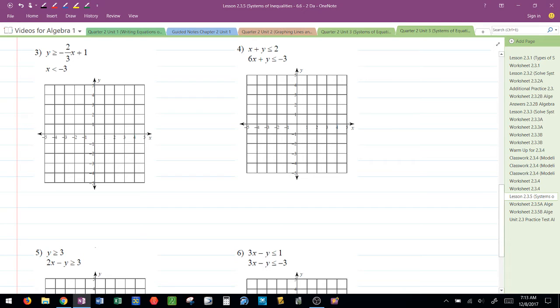All right, let's take a look at example number 3 here. First inequality, I'm going to graph the first one. Slope says go down 2 and 3 to the right. All right, I could also go up 2 and 3 to the left. And it's a greater than or equal to, so this line will be solid.